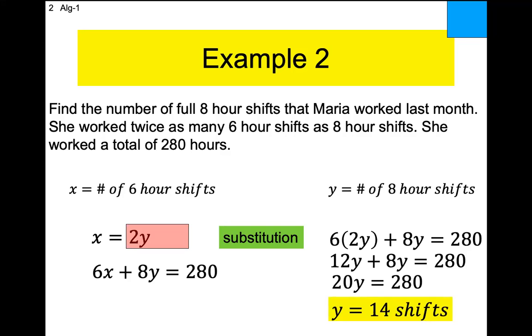So we know the number of y shifts. Well, y represented 8 hours. Is that what the question asked? 28 equals x. Does it ask us how many 6-hour shifts she worked? Does the question ask how many 6-hour shifts she worked? Then we're done.